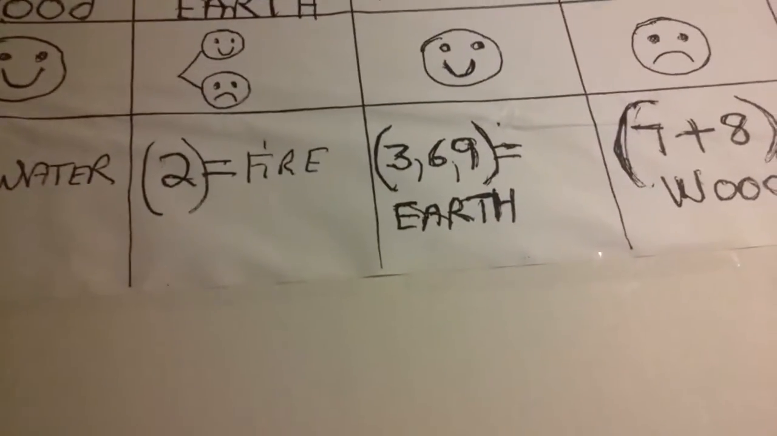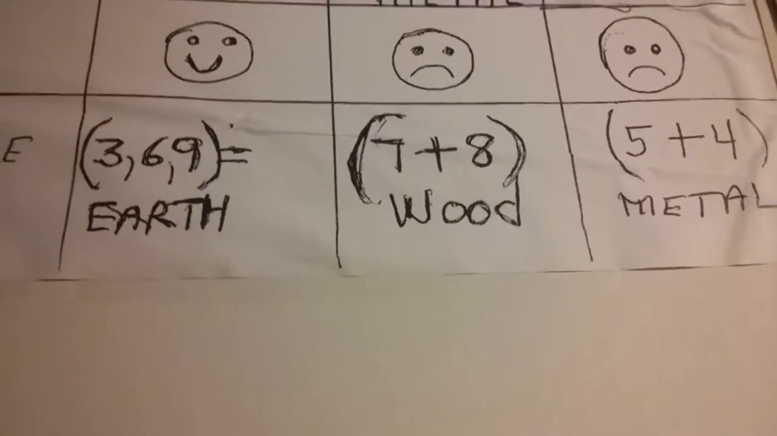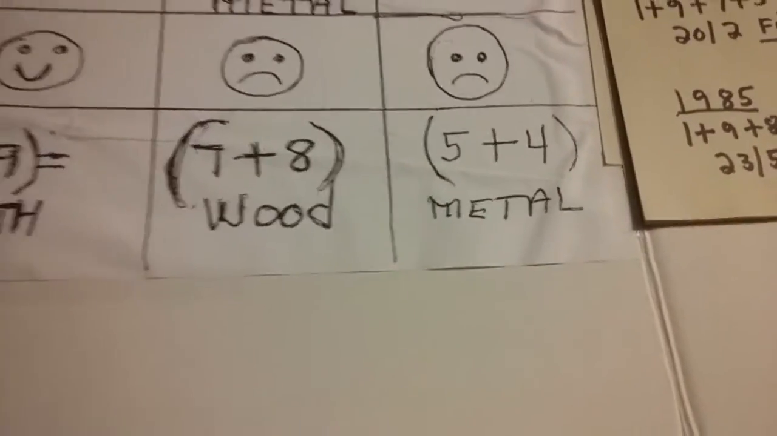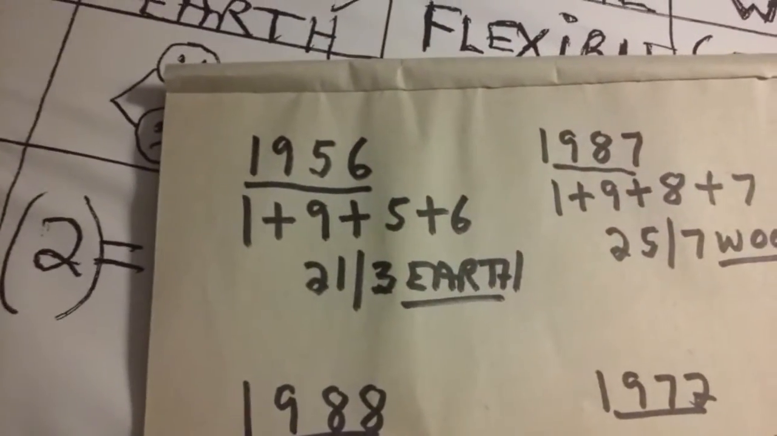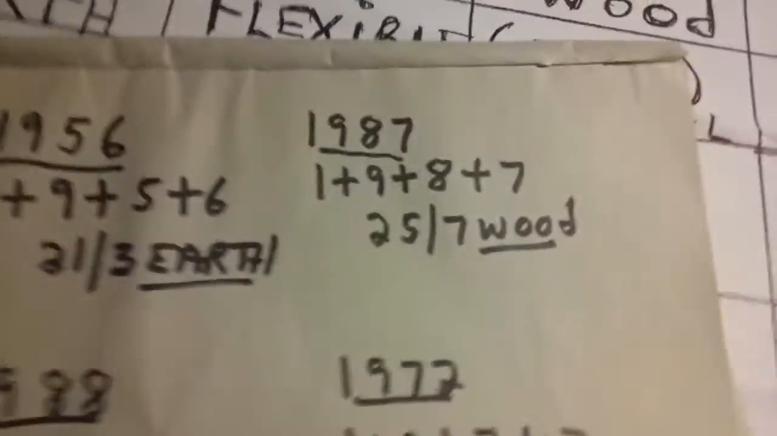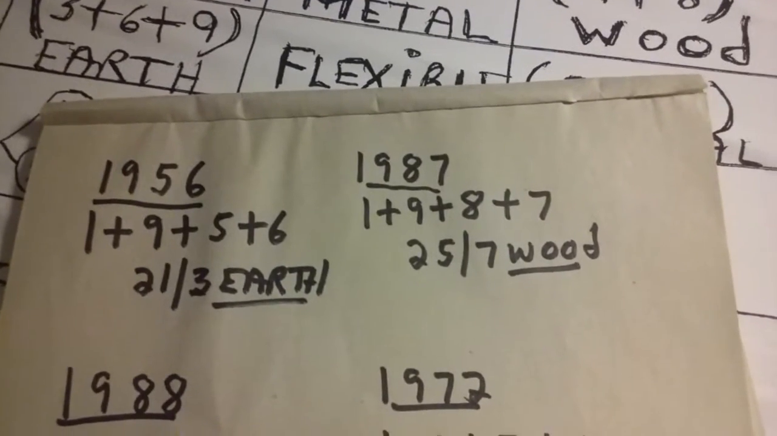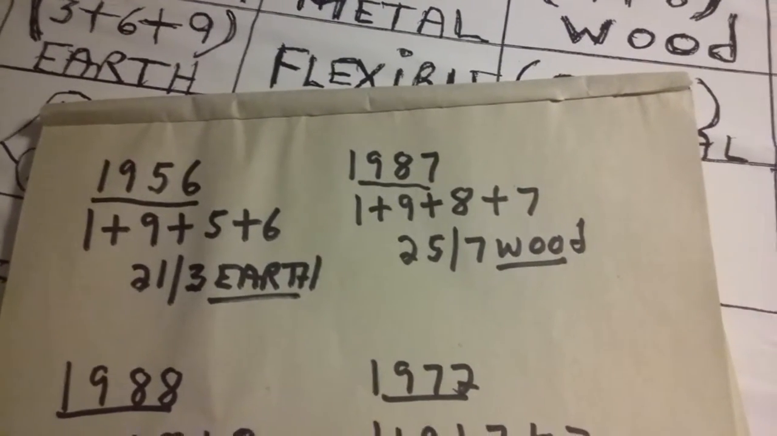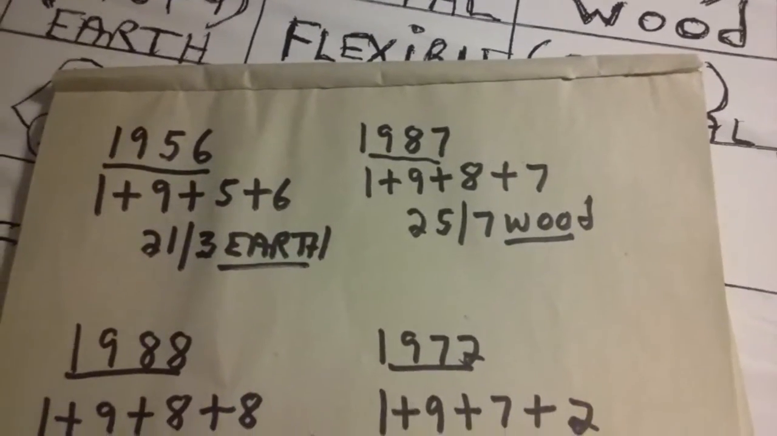If it adds up to 3, 6, or 9, it's earth. And 7 and 8 is wood. And 5 and 4 is metal. So let's give some examples here. 1956: if you add up 1, 9, 5, and 6, it's a 21, 3, it's earth. Now, if you add up 1987: 1 and 9 is 10, 18, and 7 is 25, it's a 7.